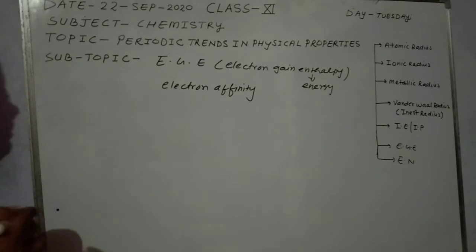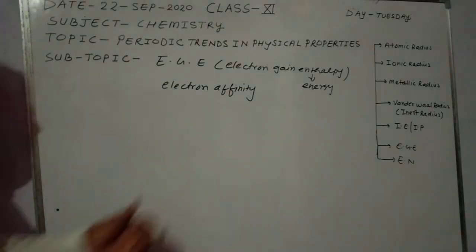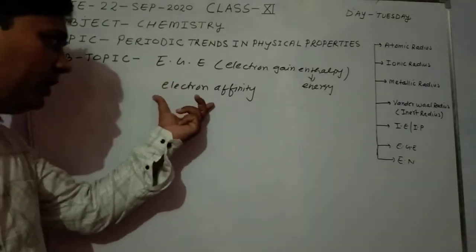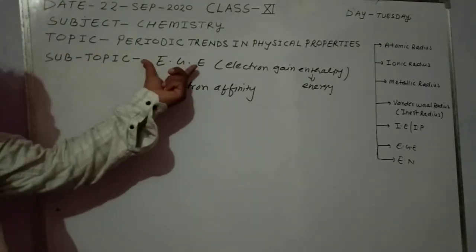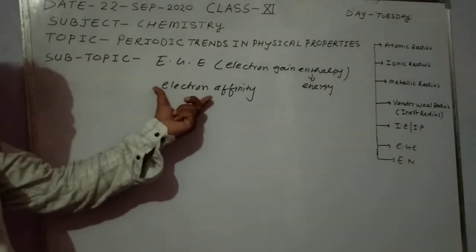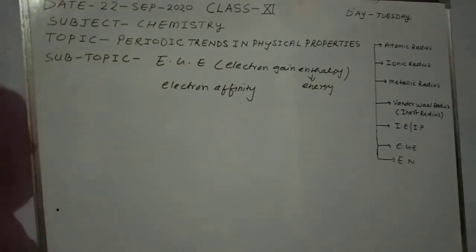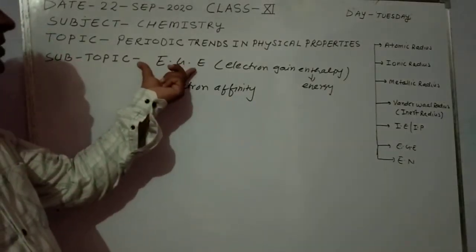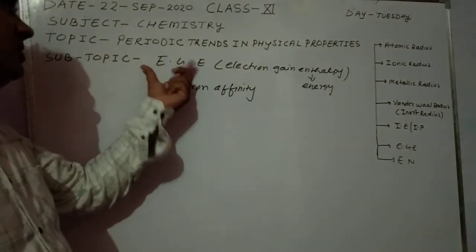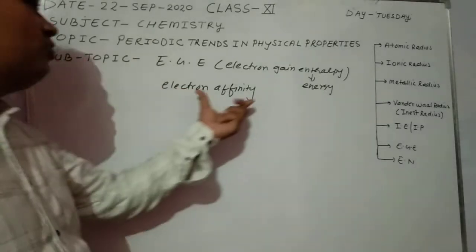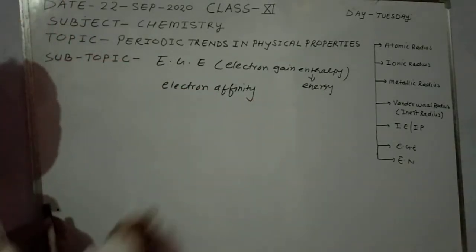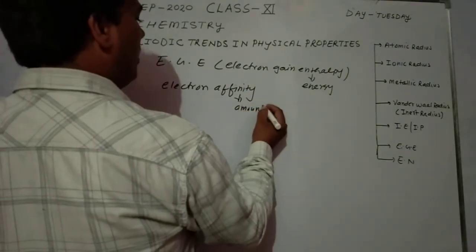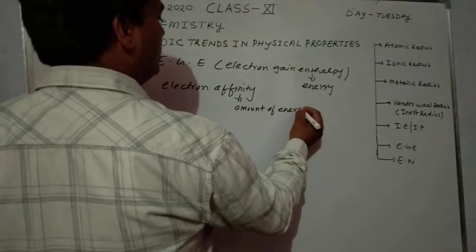Sometimes it is also called electron affinity. But I will explain the difference between electron gain enthalpy and electron affinity. The most important difference is that electron gain enthalpy is a quantitative measurement, but electron affinity is a qualitative measurement. It does not tell about the amount of energy.